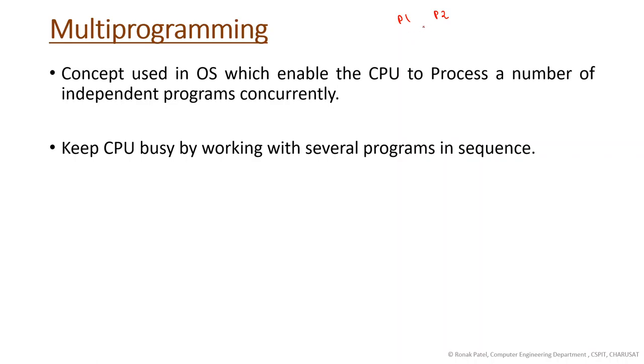So we'll feel that these programs are executing concurrently, but they are not executing concurrently by the CPU. The CPU is taking them one by one sequentially, right? But due to this multi-programming, right? Now the CPU will be busy.